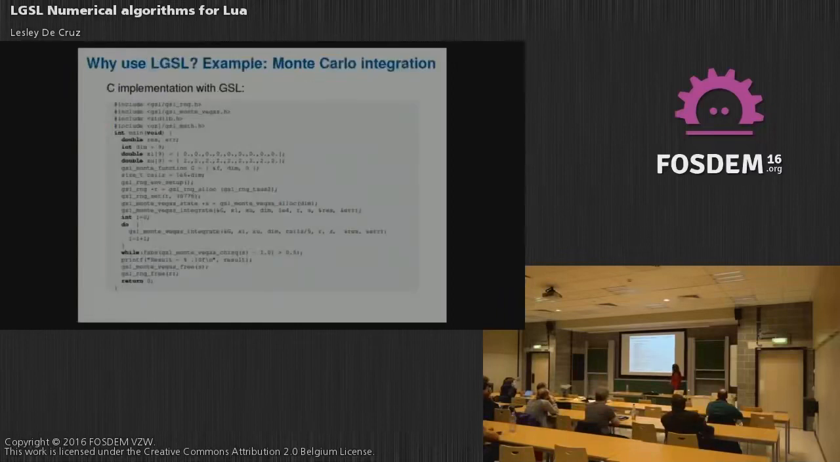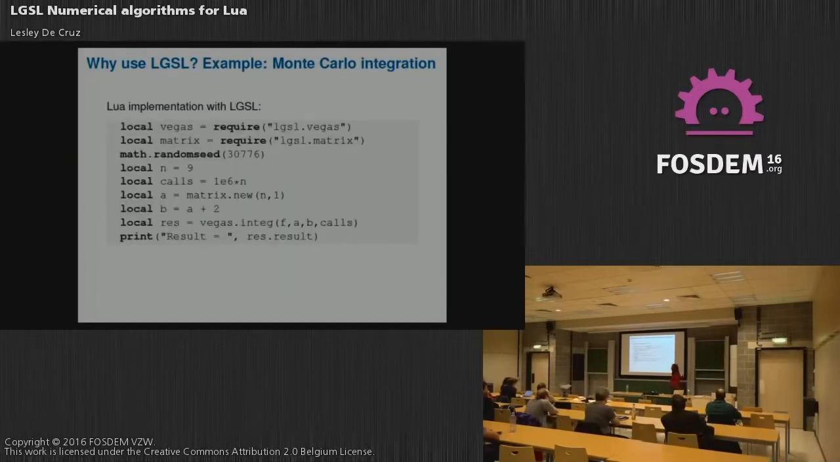So why would you want to use Lgsl and not just write a C application? Because to be honest, a C application for GSL functions is already relatively simple and elegant. So here's a C implementation of a Monte Carlo integration. You include the necessary headers, you define some integration bounds, you allocate everything that you need to allocate, your spaces, do a manual loop, check your convergence criterion, and then at the end, don't forget to free your resources. Now in Lua, this becomes a bit simpler.